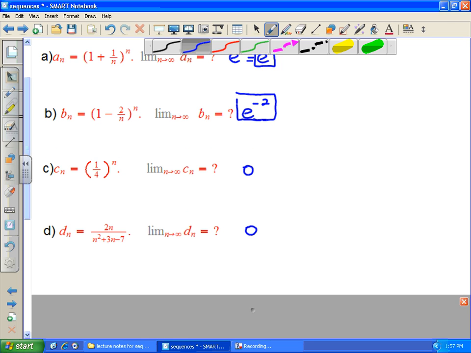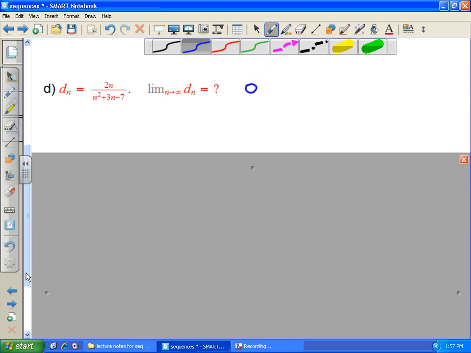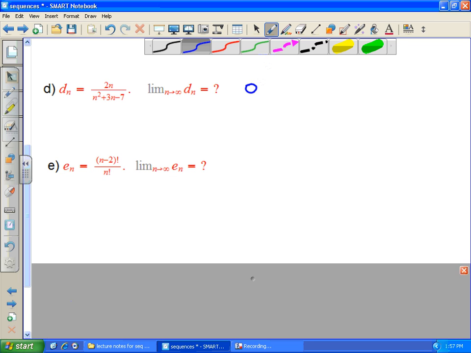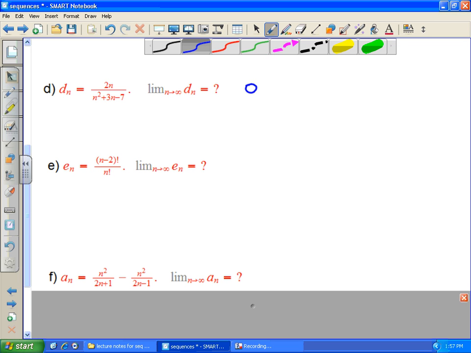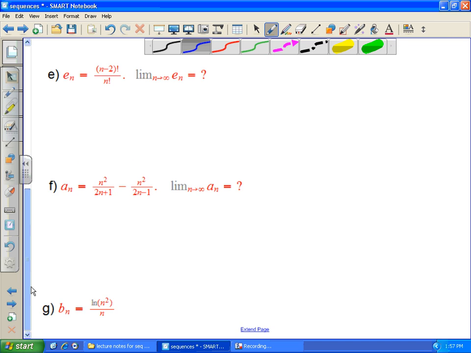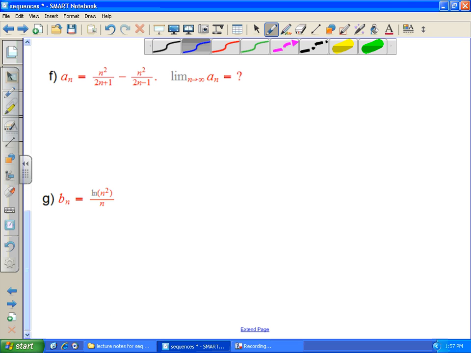This next example, I want to do it later on. E and F, don't worry about right now. We're going to come back to those next time. Right now, let's do G. The limit of ln of n squared divided by n.